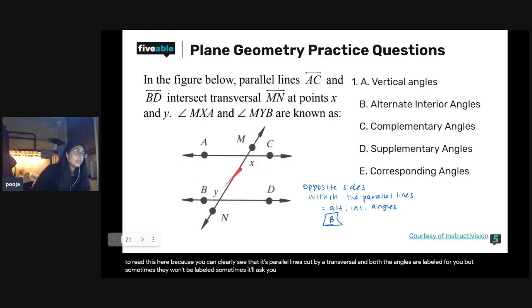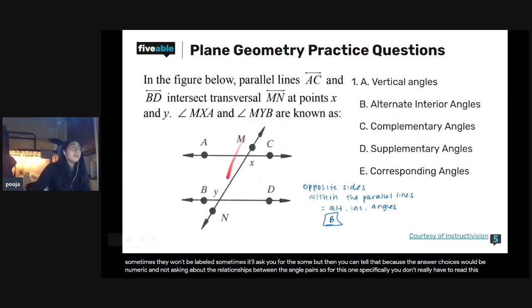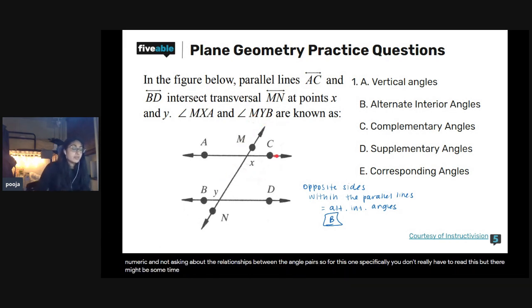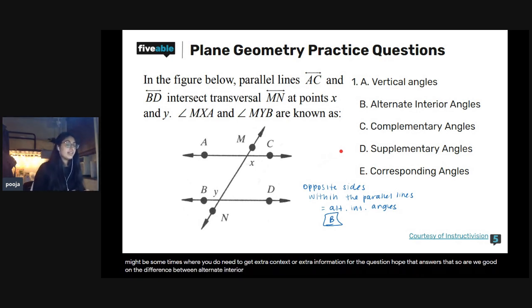Sometimes it'll ask you for the sum, but then you can tell that because the answer choices would be numeric and not asking about the relationships between the angle pairs. So for this one specifically, you don't really have to read this, but there might be some times where you do need to get extra context or extra information for the question. Hope that answers that. So are we good on the difference between alternate interior and corresponding angles?